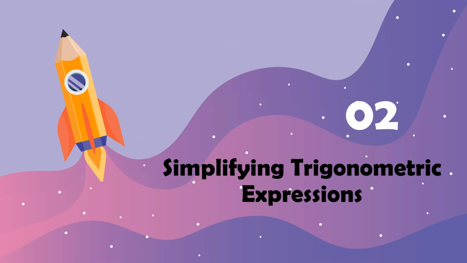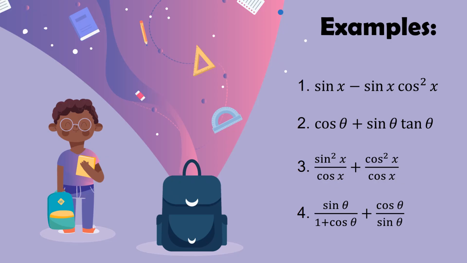For the second part of this module, we will be simplifying trigonometric expressions. Gagamitin natin ang trigonometric identities na natutunan natin sa first part para masimplify natin yung mga expressions. So here we have the following examples. Gagamitan natin ang bawat example na yan ng trigonometric identities para masimplify ang mga yan. So, isa-isahin natin.